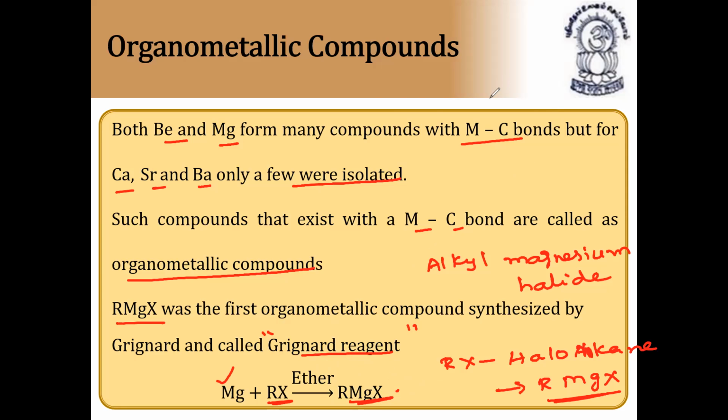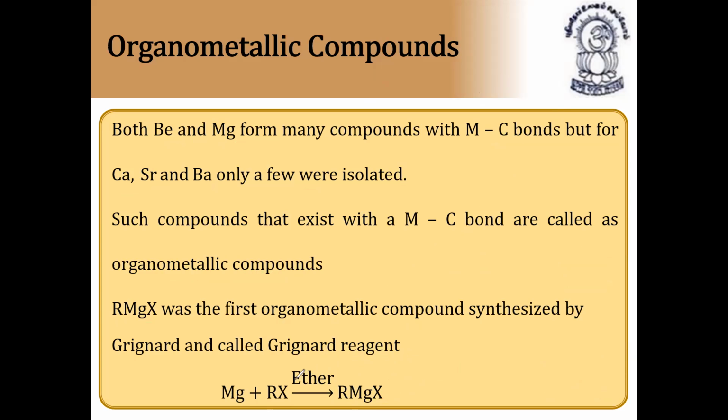So this is called an organometallic compound in which magnesium is combined with carbon. You can see here CH3, this is the alkyl group, attached to magnesium halide. So an Mg-C bond is there. So Mg-C or M-C bonds are called organometallic compounds.